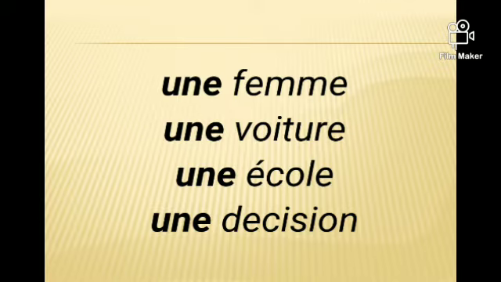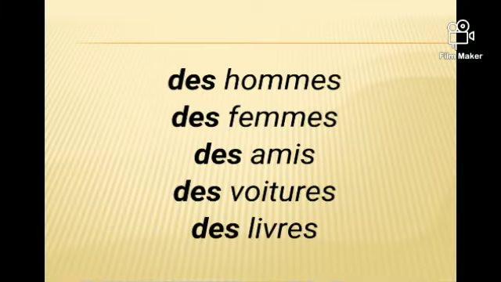When we have plural and masculine or feminine words, we use des. Des hommes, des femmes, des amis, des voitures, des livres, where homme, femme, ami, voiture, and livre are plural and masculine or feminine words, so we use des. Well done. We have seen clearly about definite and indefinite articles.